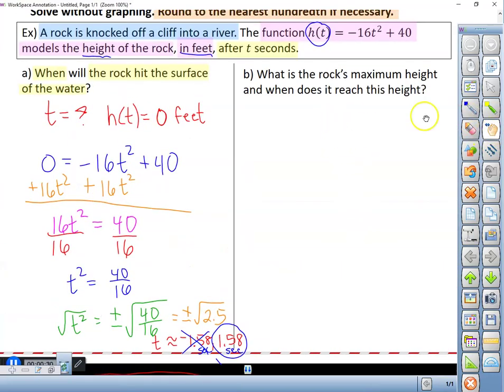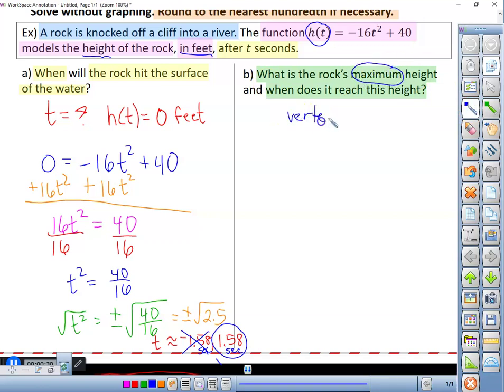So now the second part. Same function, same model, different question. What is the rock's maximum height? When does the rock reach this height? So again, when it talks about maximum, we should realize it's talking about a vertex situation in a quadratic function. So our function here of h of t equals, remember it's our vertex form, negative 16 times t minus 0 quantity squared plus 40. So our vertex is going to be 0, 40.